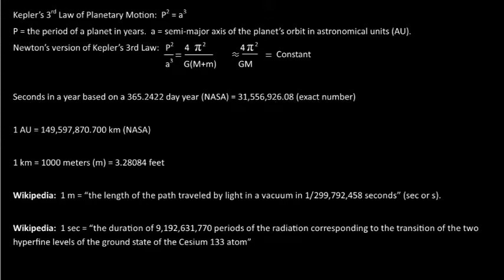He didn't know why. Well, Newton came along and defined it better, and that's Newton's version of Kepler's third law here, and that equals a constant. And what that constant is for our solar system, because we use Earth and the sun, the constant is 1, and the reason why it's 1 is because the sun is one solar mass.